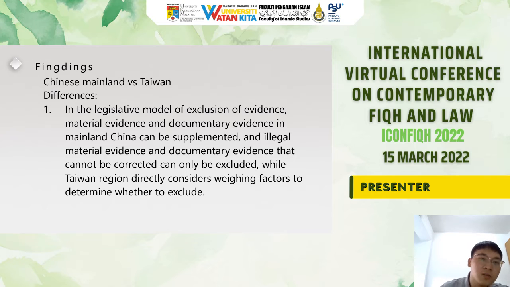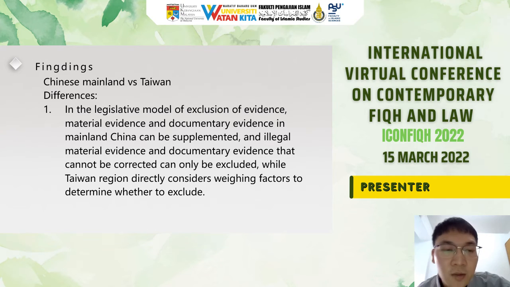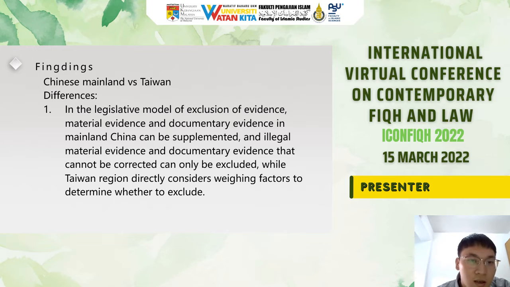But there are also some differences between them. Number one, in the legislative model of exclusion of evidence, material evidence and documentary evidence in mainland China can be supplemented, and illegal material evidence and documentary evidence that cannot be supplemented can only be excluded, while the Taiwan region directly considers weighing factors to determine whether to exclude.